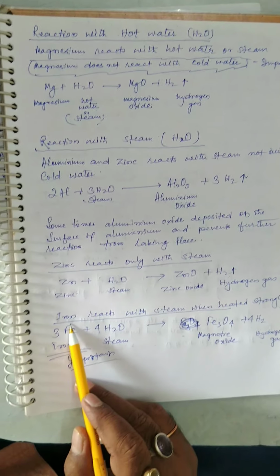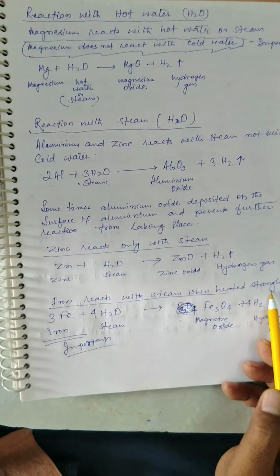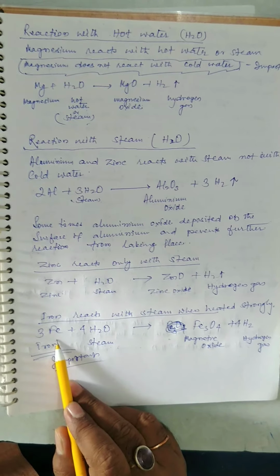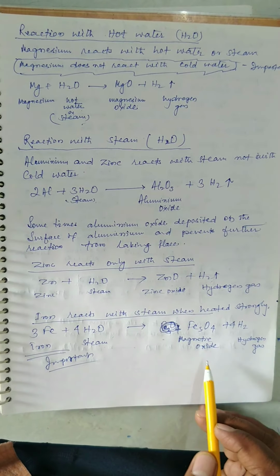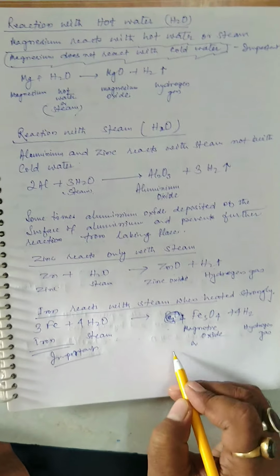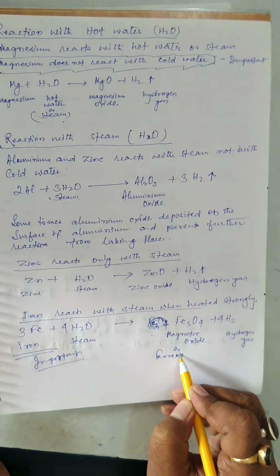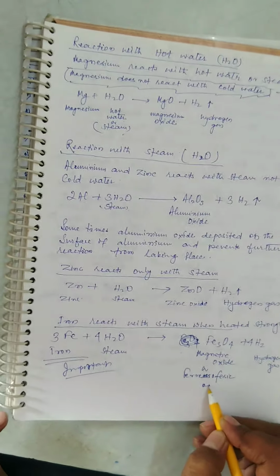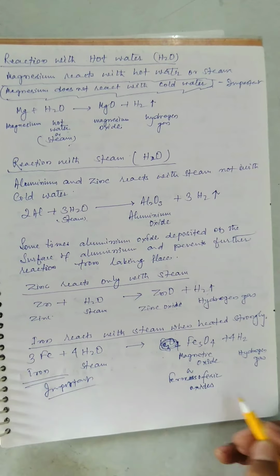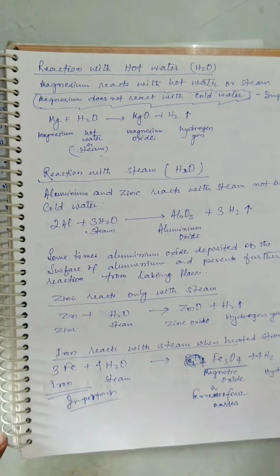Iron reacts with steam when heated strongly. When iron reacts with steam, it forms magnetic oxide, ferroferric oxide, Fe3O4, and releases hydrogen gas.